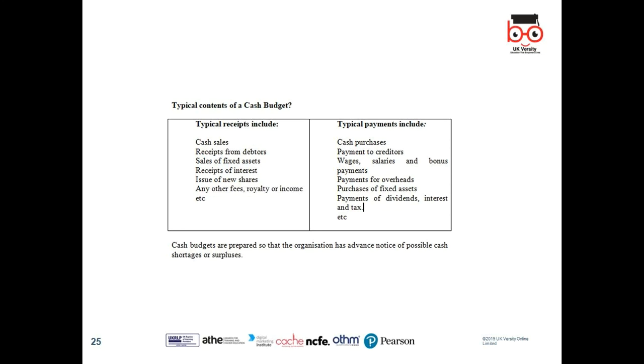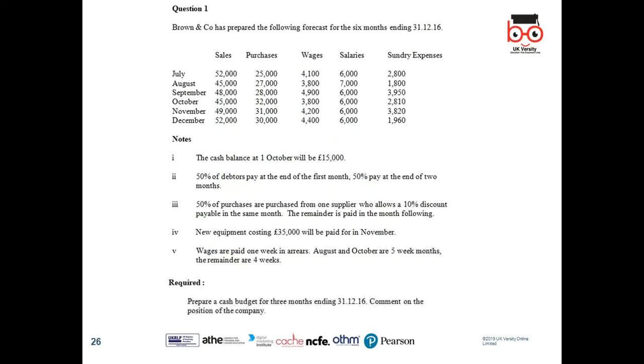And the cash payments can be payments to creditors, from whom we purchased goods earlier, like suppliers, wages and salaries and bonus payments, overhead expenses, fixed assets, and dividends paid. All these will decrease the cash. So receipts will increase the cash and payments will decrease the cash.